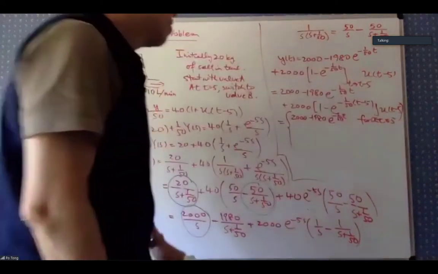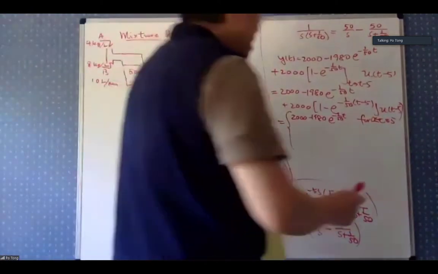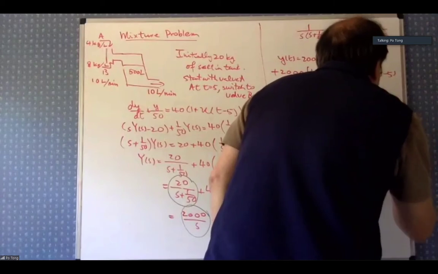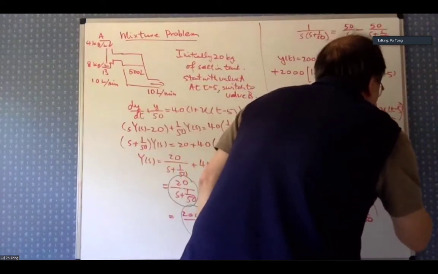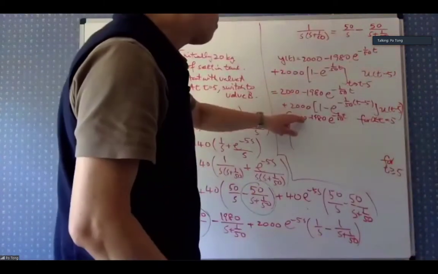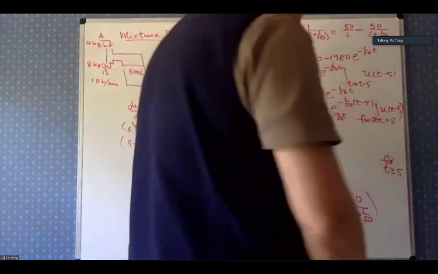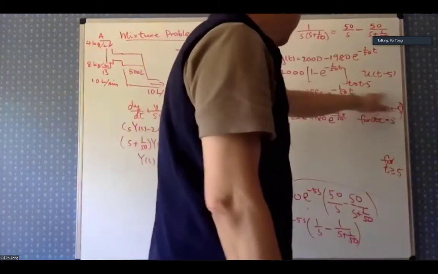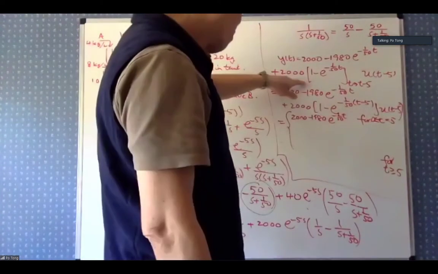Okay, you just have this first part. And then later, for t bigger than 5, you are going to have both of them. You're going to have both of them because at the beginning, it will zero this guy out, so you only have this part. Later on, you have both parts.